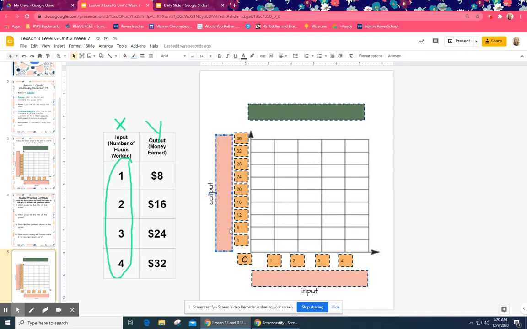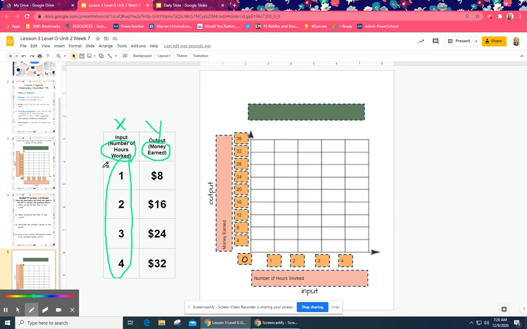Now I need to title both of my axes. The title right here, number of hours worked, since that's my X column, that's going to be the title on my X axis. Which just means that the numbers 1, 2, 3, and 4 represent how many hours were worked. And they're supposed to be capitalized. I apologize. Let me fix that. This right here, since that's your Y column, that's going to be the title of your Y axis. Titles are always capital.